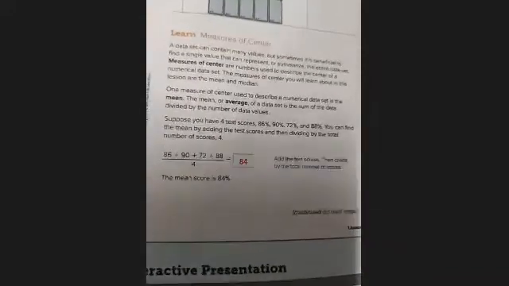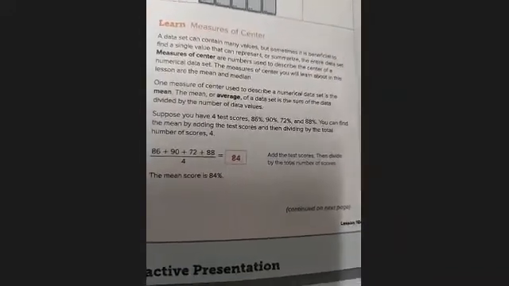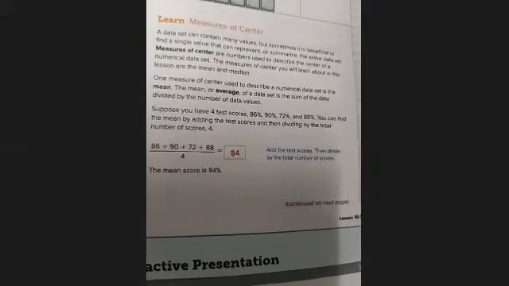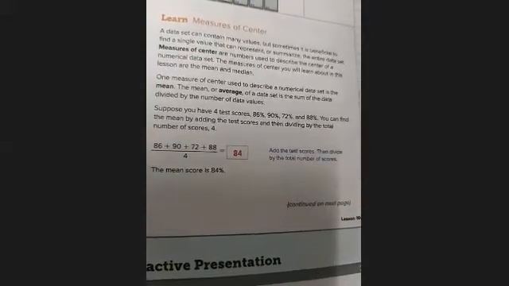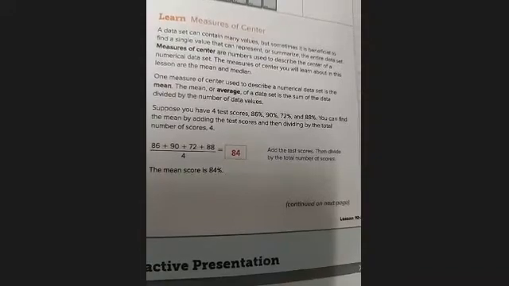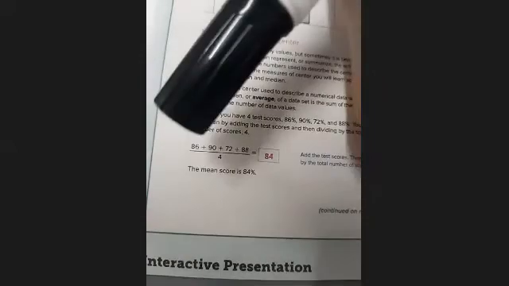You can find the mean by adding the test scores and then dividing by the total number of scores, 4. We have 4 scores. So here, guys, they added the 4 scores, then divided by the number of the scores. The answer is 84. So the mean score is 84%. Thank you, Yusuf.